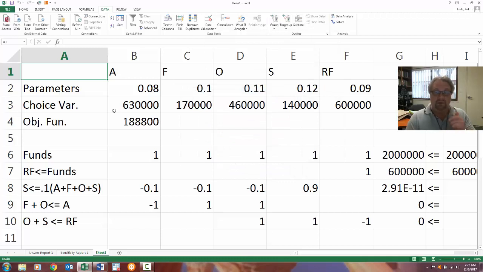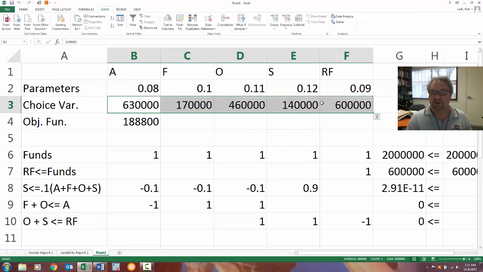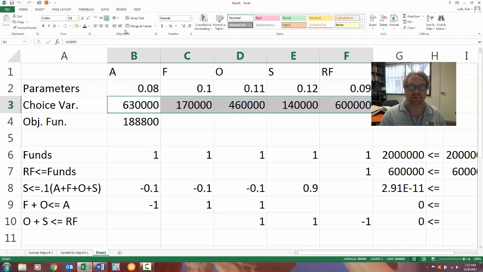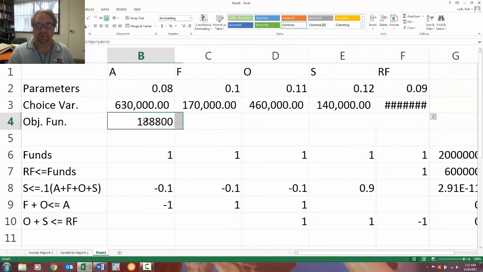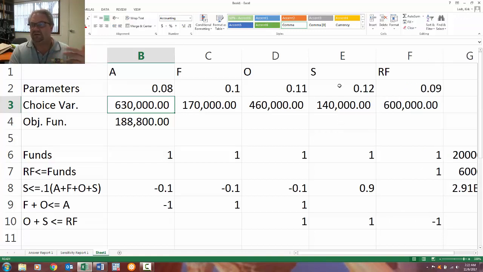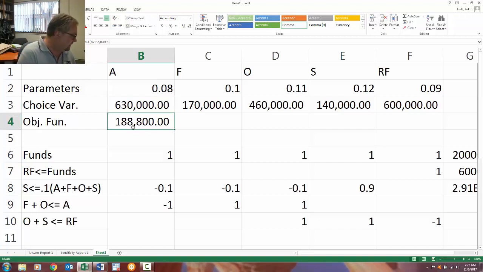So what we're going to do, I'll comma format these just to help you see them a little bit better. Okay. So we're going to invest $630,000 in automobile loans, 170 in furniture, 460 in other secured, 140,000 in the signature, and then we're going to put 600,000 into risk-free to get 188,800. So maximize the total annual return.